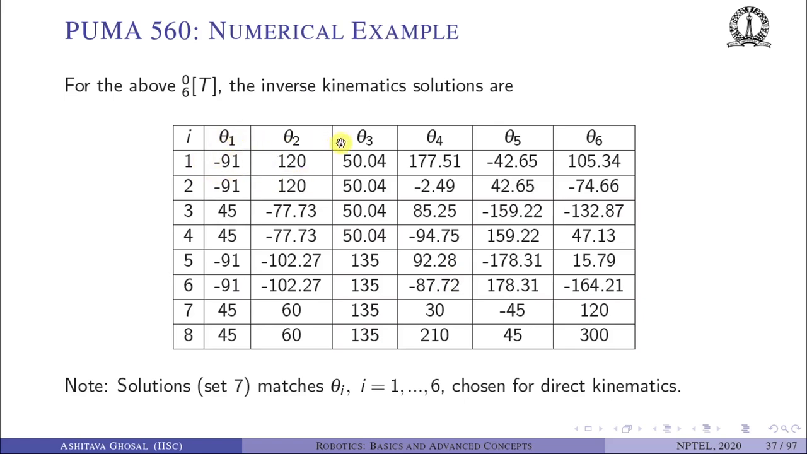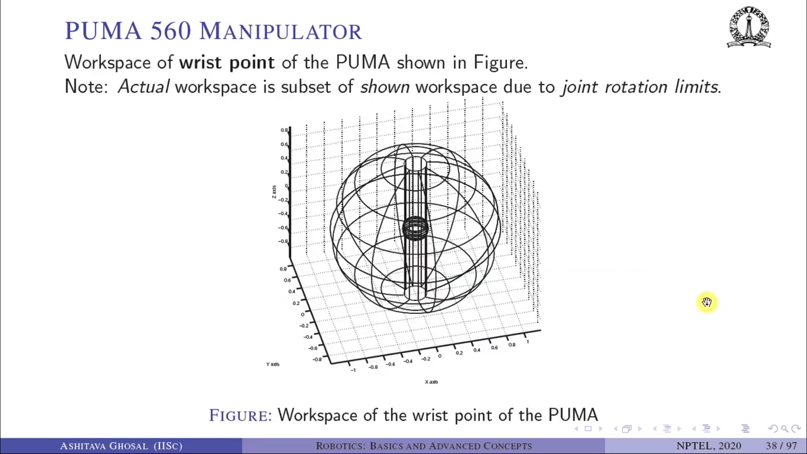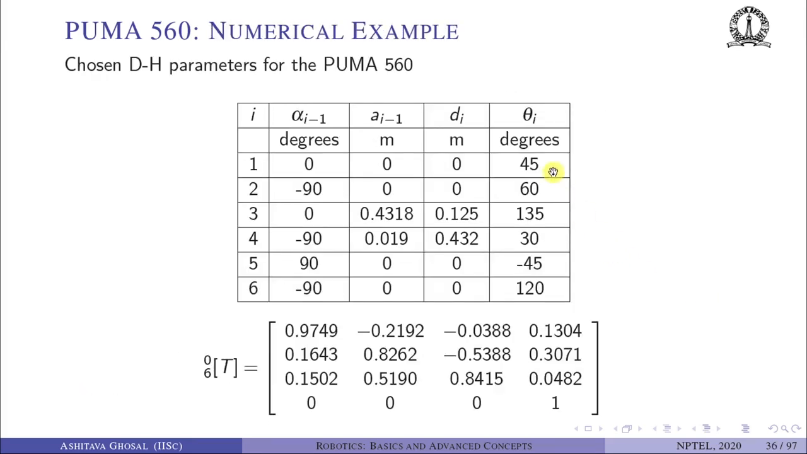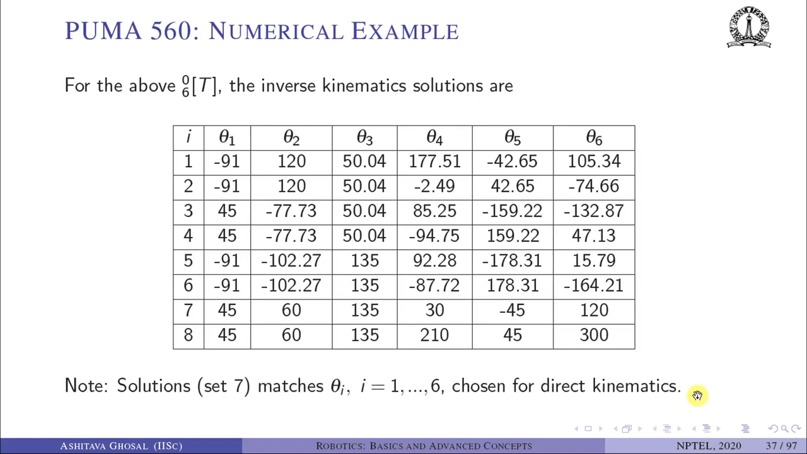So, okay, theta 1, theta 2, theta 3, theta 4, theta 5, and theta 6. And the solution sets, each row corresponding to a single solution set. So as you can see, the set 7, 45, 60, 135, 30, minus 45, 120, is what we started with here in the DH table. Okay, so that makes sense, right? Because I took a set of constant DH parameters and a set of values of thetas. I obtained the T 0 6 transformation matrix, and then I took that same data set and ran the inverse kinematics. So one of the solution sets better be what we started with. Okay, and that is indeed true.